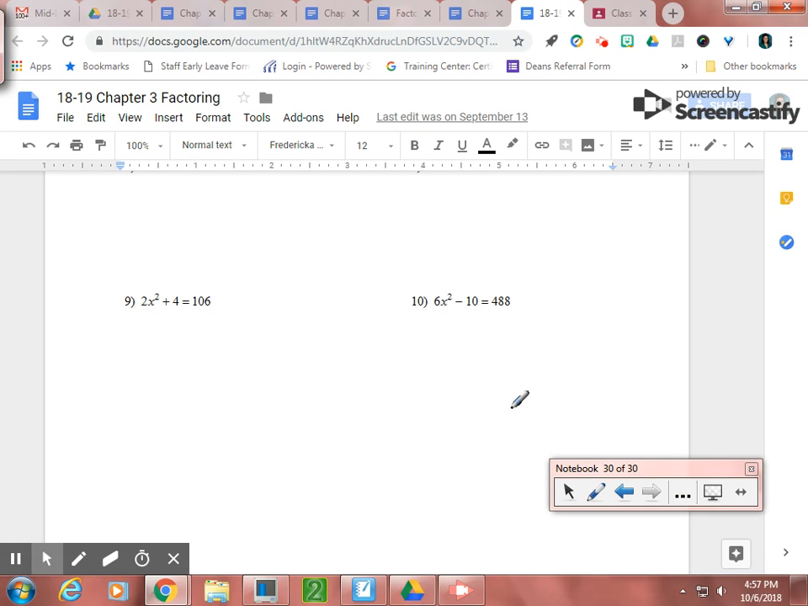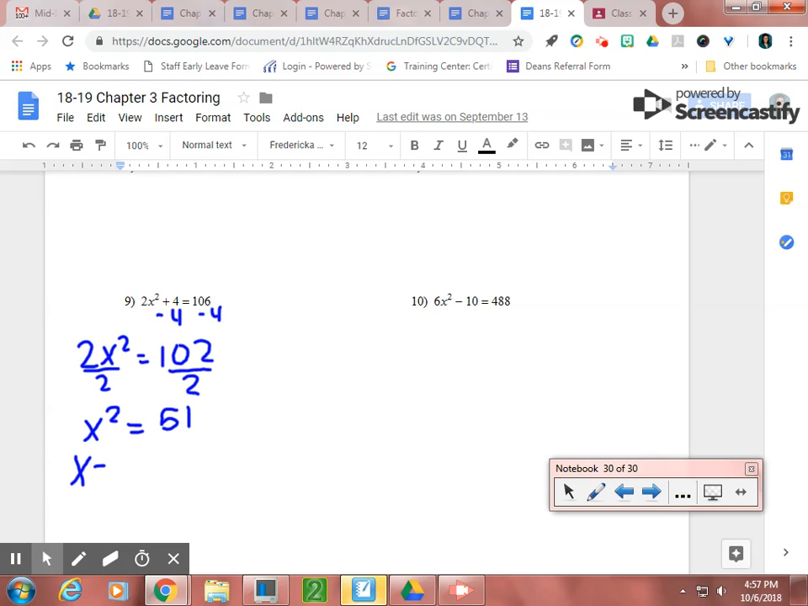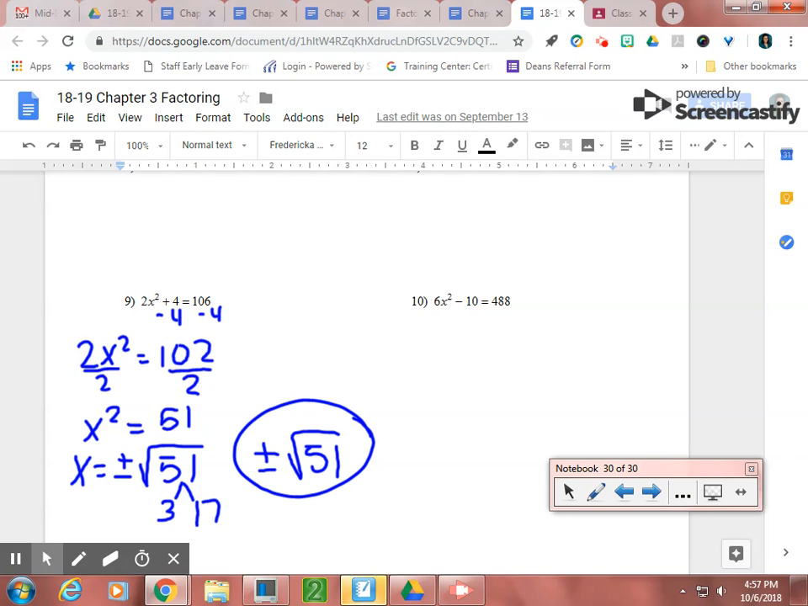Looking at our last two, subtract 4 to the other side. So I have that 2x squared is equal to 102. Divide by 2. X squared is equal to 51. Then x is going to be equal to plus or minus the square root of 51. Well, 51 breaks down into 3 and 17, which are both prime numbers. So your answer to this is plus or minus the square root of 51.